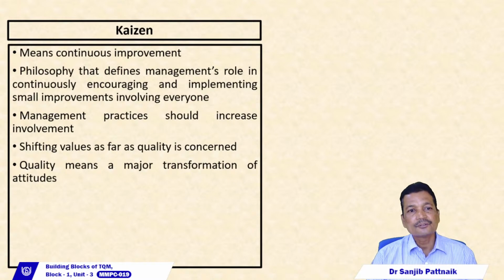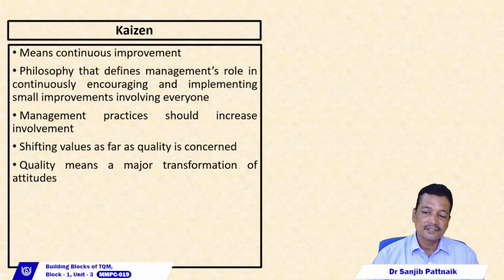The values of the organization should be shifted as far as quality is concerned. The traditional values can be changed so as to adapt to the quality requirements. Simply, he says that quality means a major transformation of attitudes. If we change our attitude, if our thinking process moves towards qualitative ideas, definitely we can have TQM.